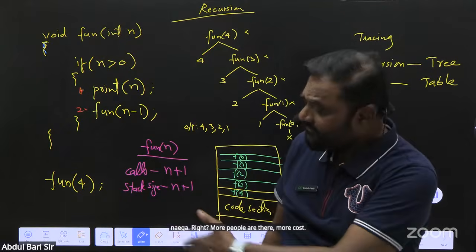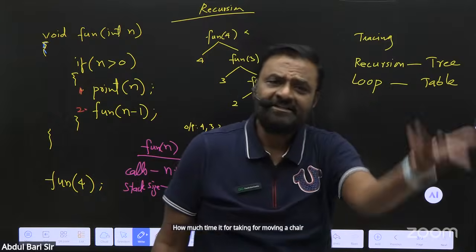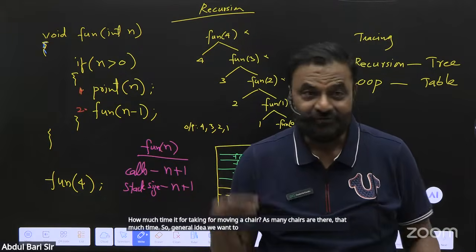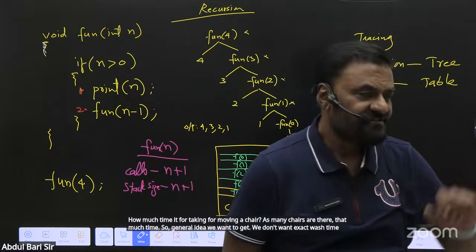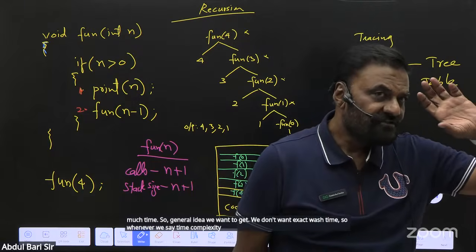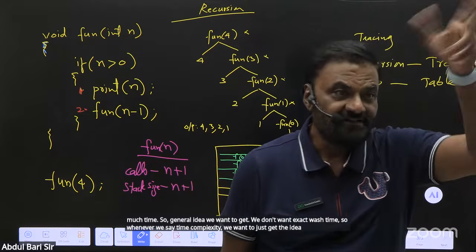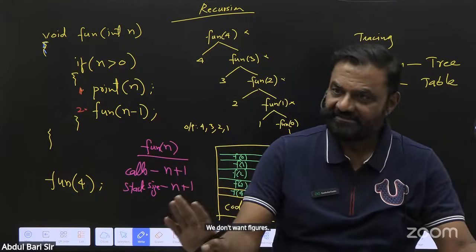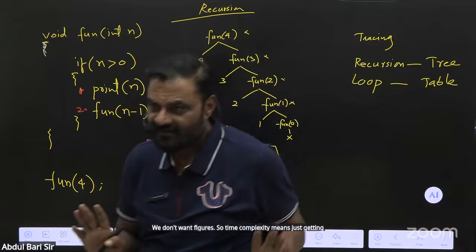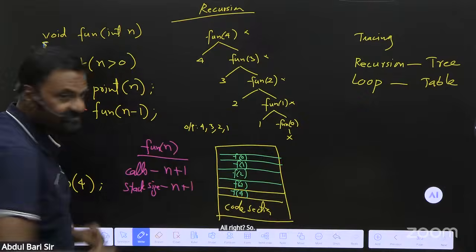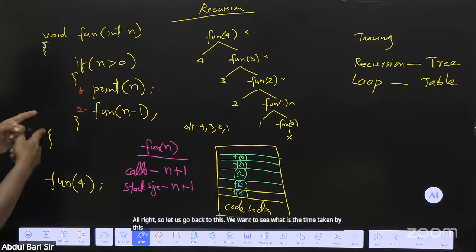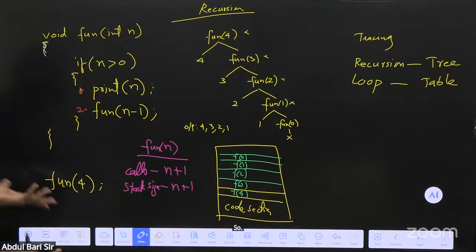So how much time for moving chairs? As many chairs as there are, that much time. So that is the general idea we want to get. We don't want exact watch time. So whenever we say time complexity, we just want to get the idea. We want to visualize how it is. We don't want figures. Time complexity means just getting the idea. All right. So let us go back to this. We want to see what is the time taken by this particular function. So let us see what it is doing.